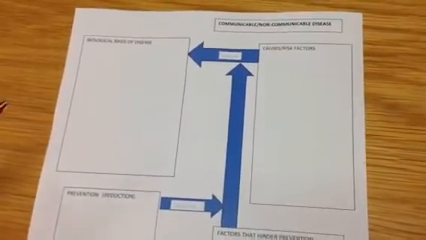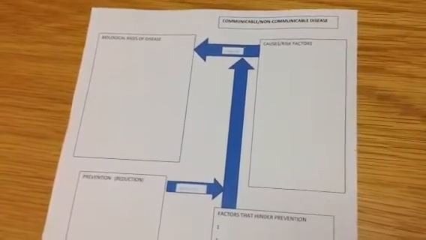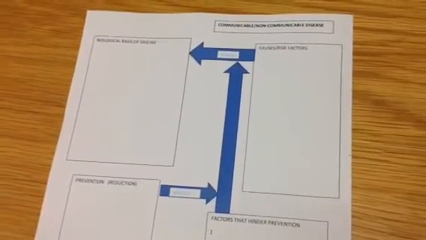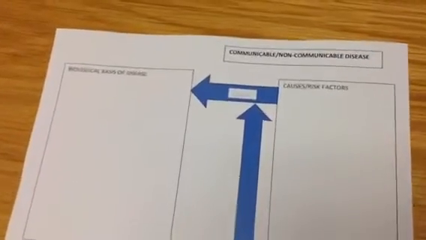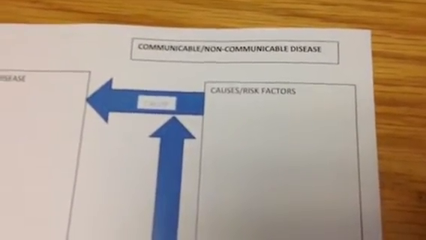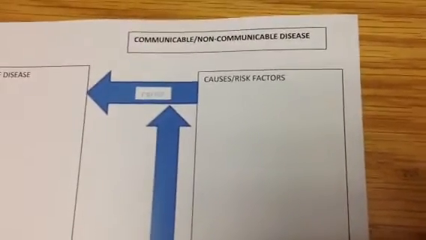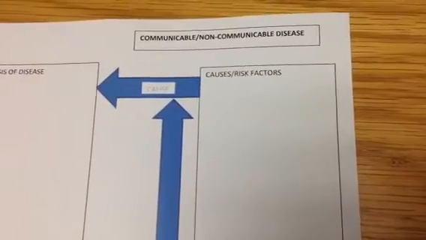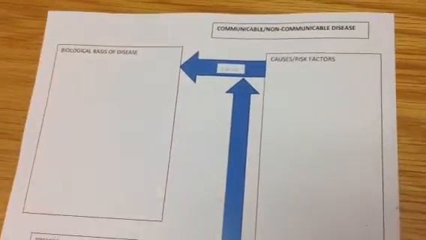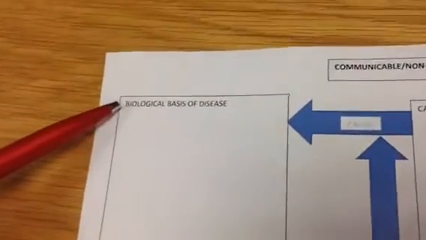When we look at diseases, we have to actually identify what they are. So we have to say what a communicable and what a non-communicable disease is. And we've already covered that prior to coming to this part of the coursework. So now we are going to look at what a disease is in terms of the biological basis of a disease.